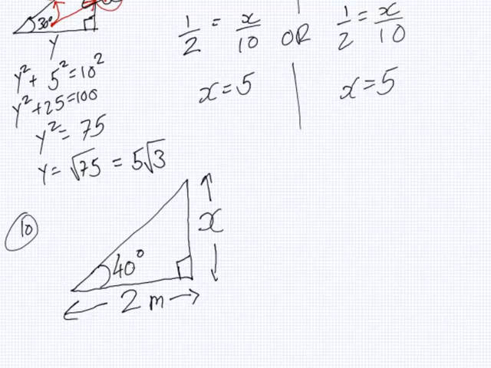So, which should we use? Sine, cos, or tan? Tan, yeah. We can say tan 40 degrees equals x over 2. So then that means 2 multiply tan 40 degrees equals x. So what do we get for x, please? 1.678 meters.